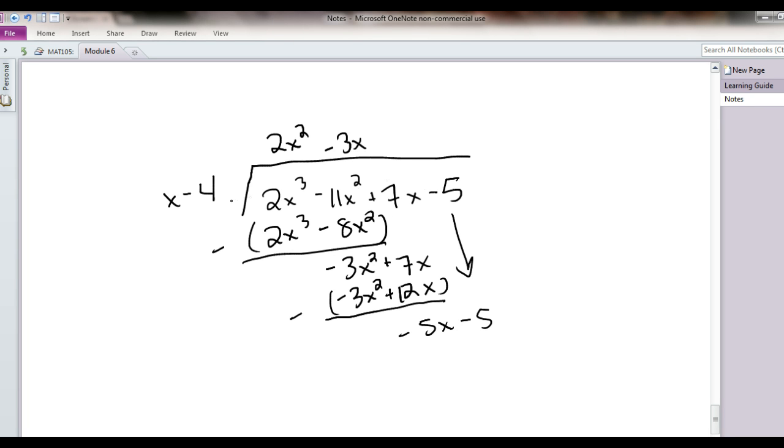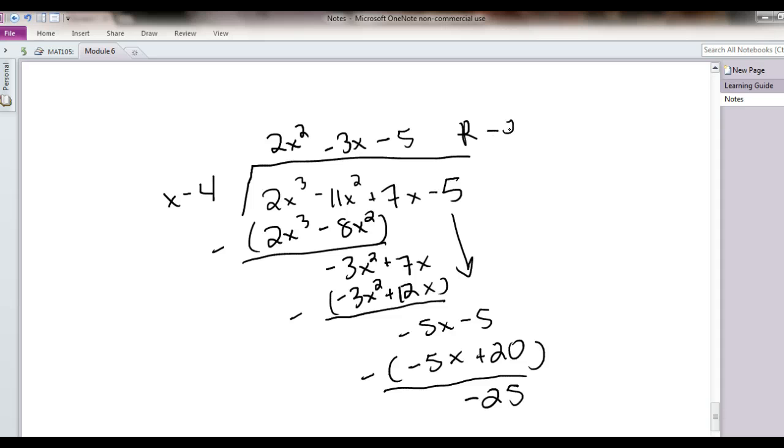Okay. So now that goes in minus 5 times, and we get minus 5x plus 20. And then when we subtract this, well, the 5x's will cancel because it'll be minus 5x plus 5x, and minus 5 minus 20 will be minus 25. So our remainder is negative 25.